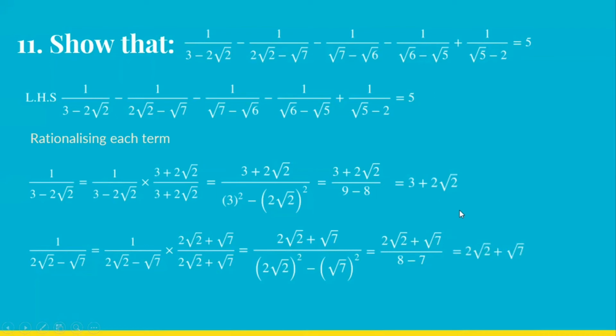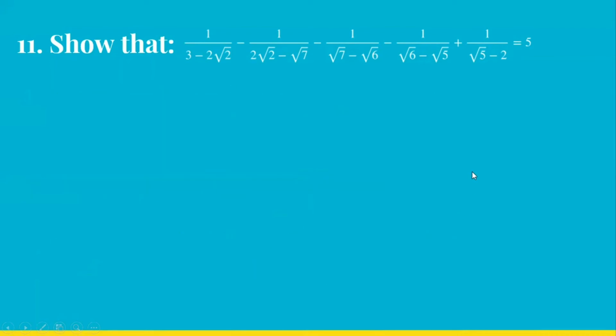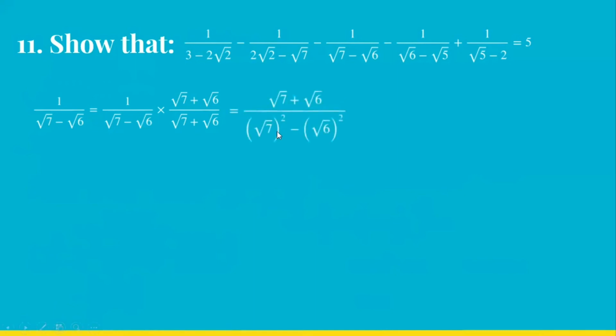Now let us rationalize the third part of this. The third part is 1 upon root 7 minus root 6. The rationalizing factor is root 7 plus root 6. So multiplying by that, again we have (a minus b)(a plus b) is a squared minus b squared. Can you see that every time we are getting denominator 1? Root 7 squared is 7 and root 6 squared is 6, so 7 minus 6 is going to be 1. So every time the denominator is getting 1. So we get root 7 plus root 6, right?